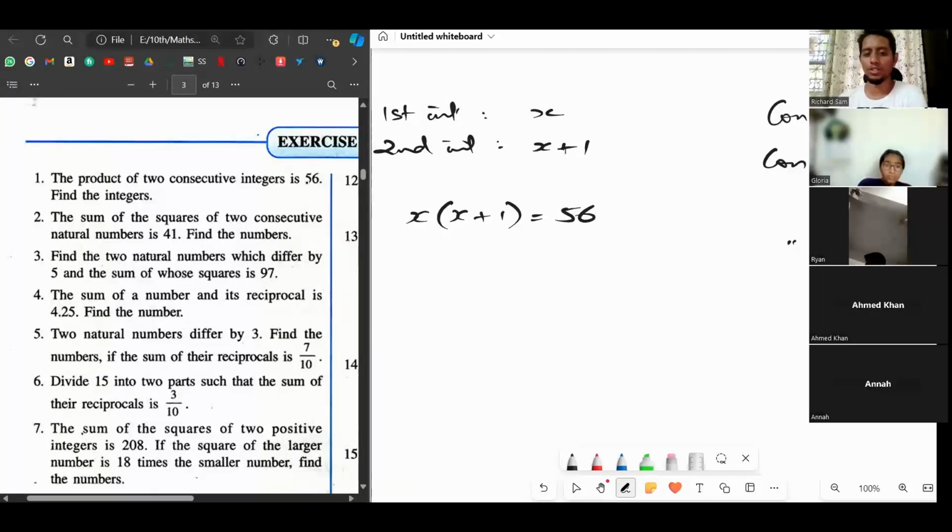So this is your quadratic equation. You simplify this: x into x, x square, plus x into 1, x. Solve this equation, everyone, and tell me what is x. Then take the 56 to the left, so minus 56 equal to 0. See, you got a quadratic equation: x square, x, and a number term. So you have to split this x term. Sum is 1, product is minus 56. So what are your two numbers?